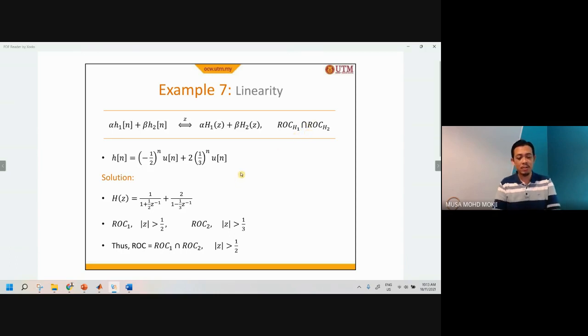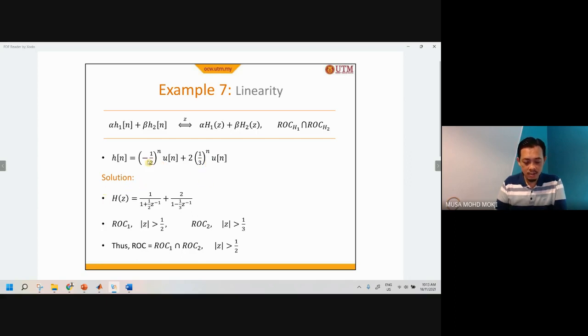Okay, so let's see one example. Let's say we have h[n] equals negative (1/2)^n u[n] plus 2(1/3)^n u[n]. And we know that these two are causal, right? So this is causal because this is u[n]. u[n] is n starting from 0 up to infinity, so there is no amplitude value for n less than 0. So this is causal, and this is also causal.